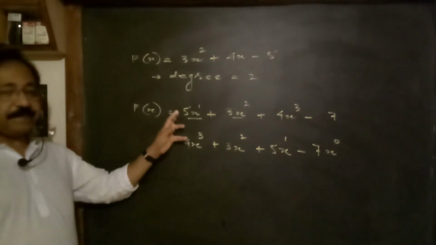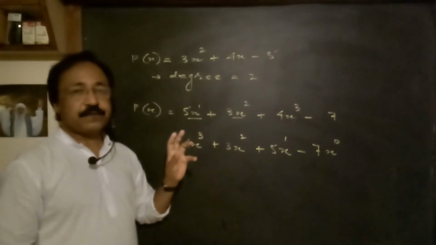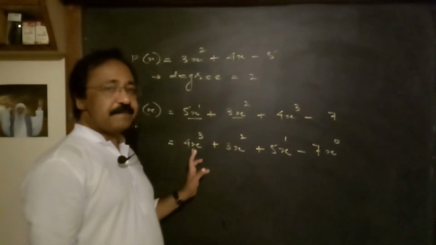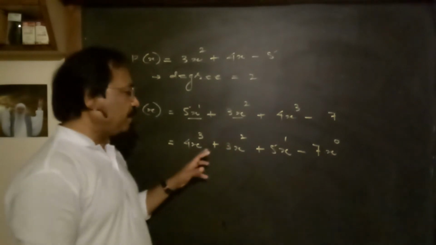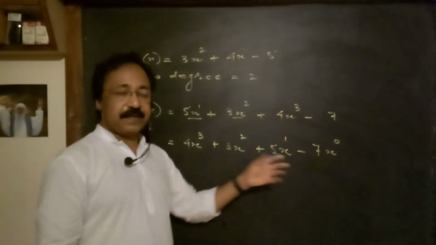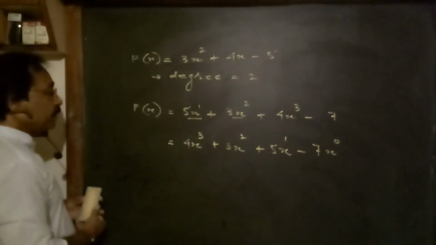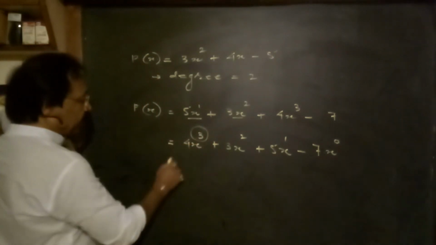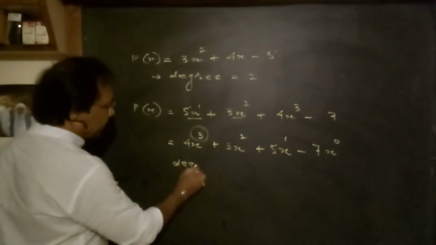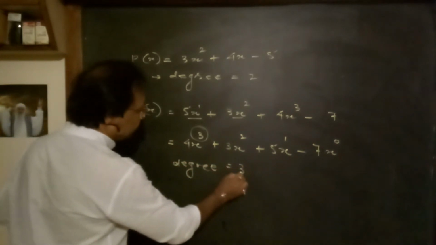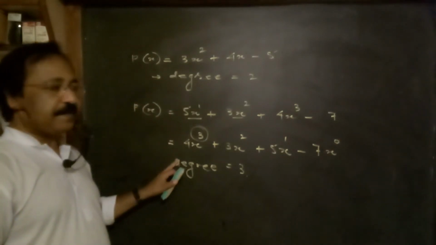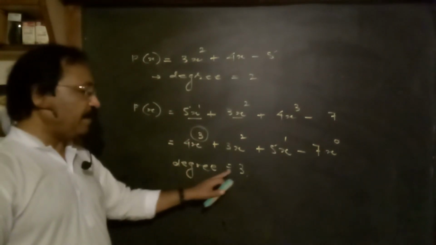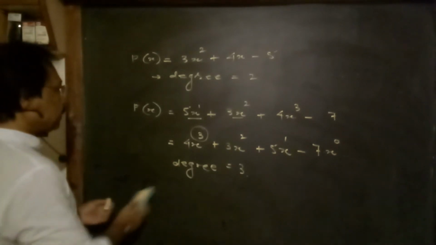What are you going to do? First of all, whatever polynomial is given, rearrange all the terms according to their power, and the power of x should be either in descending order or in ascending order. But in mathematics generally we write all x terms in descending order according to their power. So here what is the highest power of x? It is 3, and therefore we can say the degree of this polynomial is equal to 3. So the highest power of x is the degree of the polynomial. Here the degree of the polynomial is 2, and here the highest power of x is 3, and therefore the degree of the polynomial is 3. This you have studied in 9th standard.